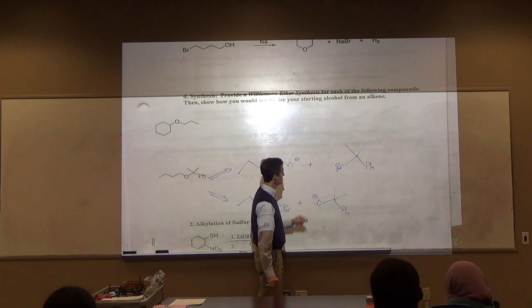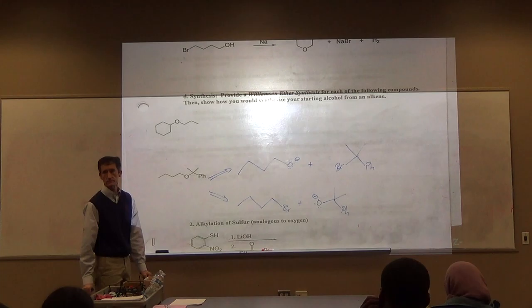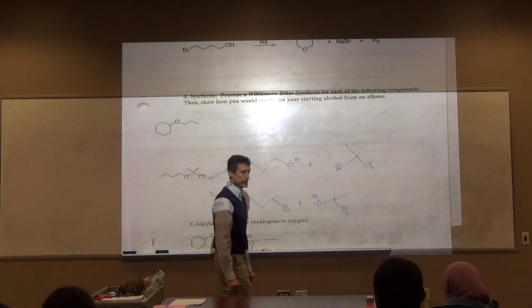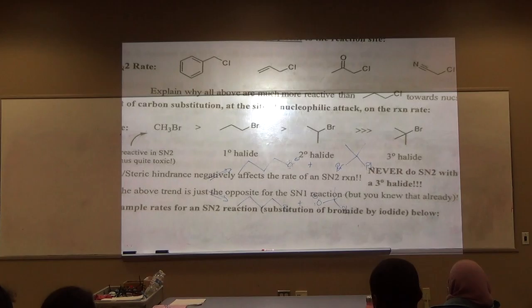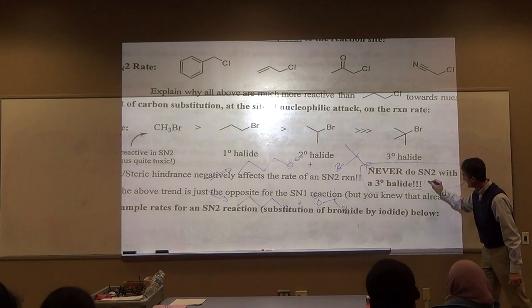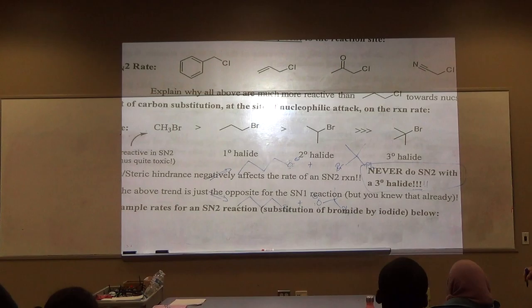Can you do this reaction up here? No, it's going to be too crowded. Steric hindrance. Leaving group is on a tertiary carbon. You can refer back to something that was written right here. I gave you three exclamation points, add a couple more. Never do SN2 with a tertiary halide, or tosylate, or any leaving group. Okay?